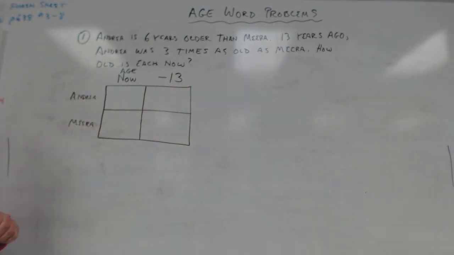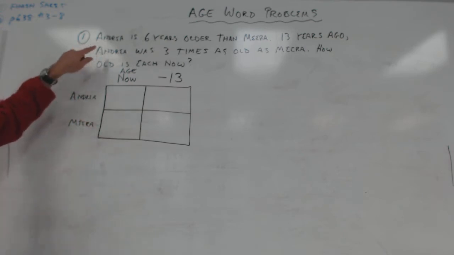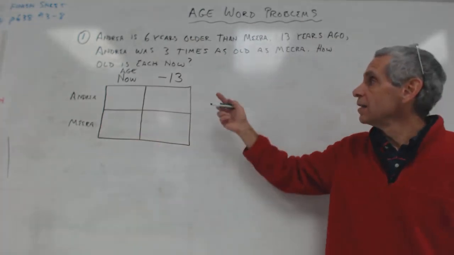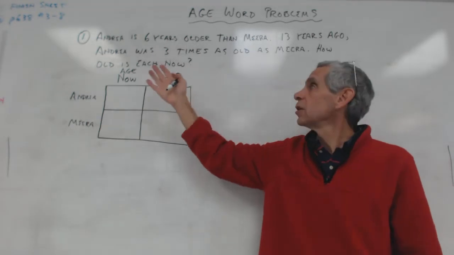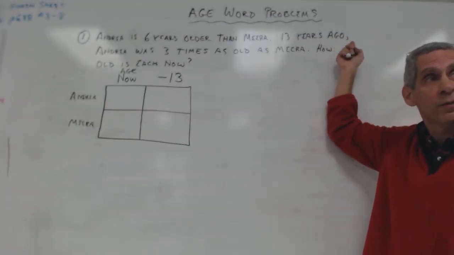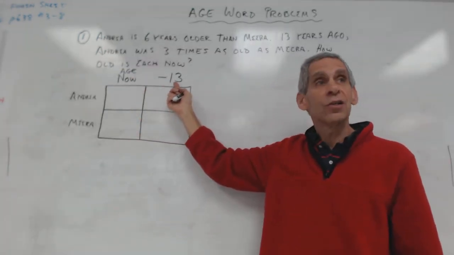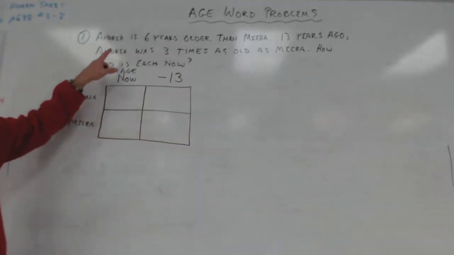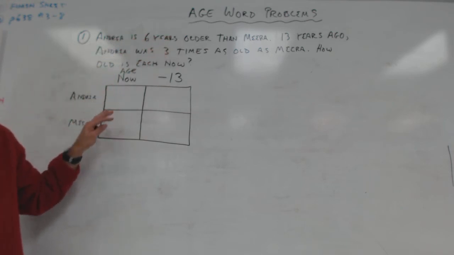Okay? Now that I've set up my box, this is what I did. I set up my box and I went up to here, 13 years ago, and then I stopped. I did not read all this stuff. Andrea was 3 times as old as Mira. I didn't look at that. I'm just reading the first sentence and 13 years ago, so I know what the other time frame is. And I set up my box with the age now and the 13 years ago, minus 13, right? And then I'm going to take this first sentence and plug the information in.